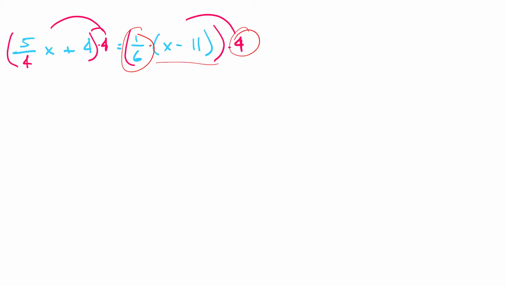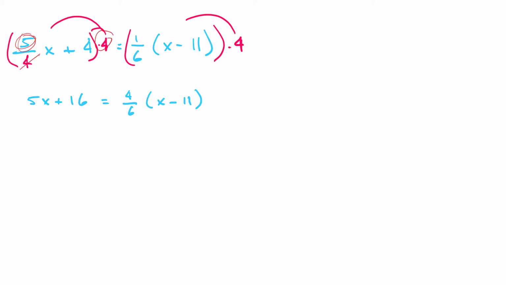We will probably have to distribute later. Whatever this reduces to, that'll have to distribute in there. But not right now. We don't have to worry about that. So we get 5x plus 16 on the left-hand side, right? Because you're going to get 4 times this 5, all divided by 4, so the 4's cancel, and you're just left with the 5. And then 4 times 4 is 16.